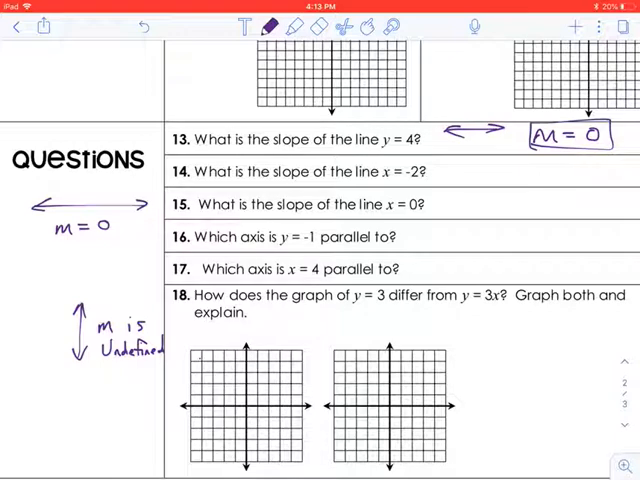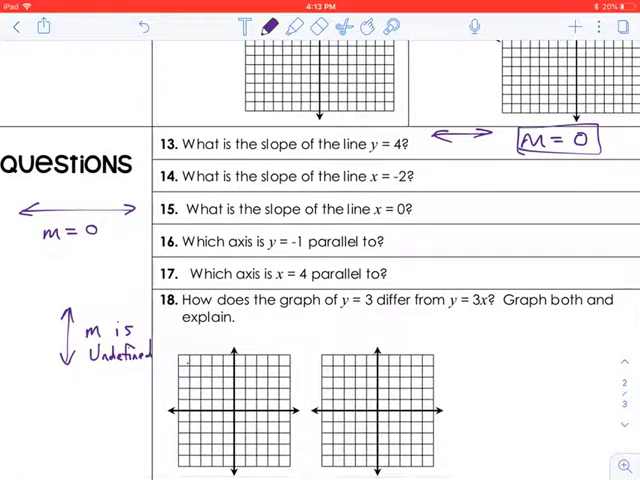What's the slope of x equals 0? Well, x equals, that would be a vertical line. Oops, hold on. Wrong question. So x equals 0. Up and down means m is undefined.